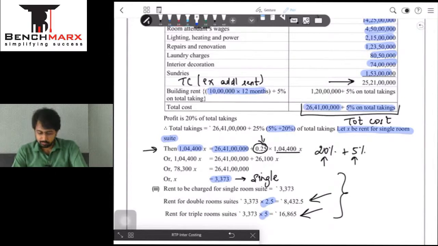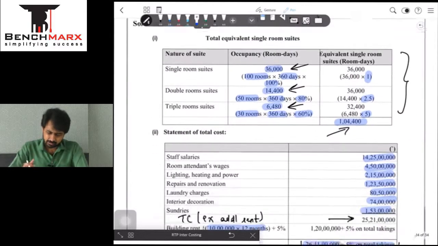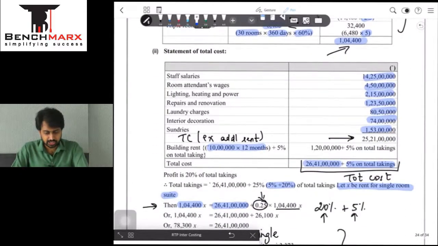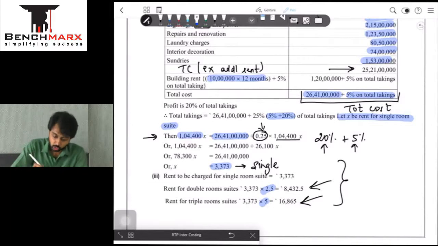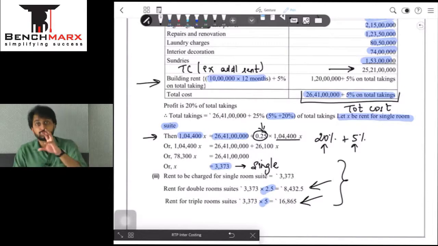ठीक है, so one more question gone based on service sector. काफी easy sum है, but the only thing to revise in this question is how do I convert my double room into single room and triple room into single room using x, 2.5x and 5x. That is the concept. Other things are simple, and do not forget to add the rent of the building because वो cost अलग से दिया है.